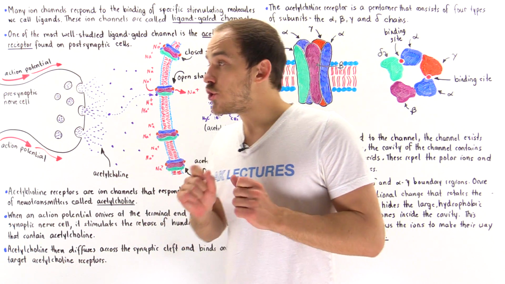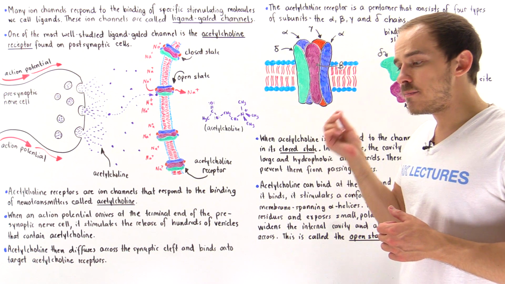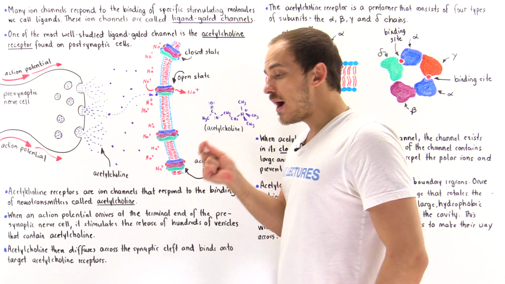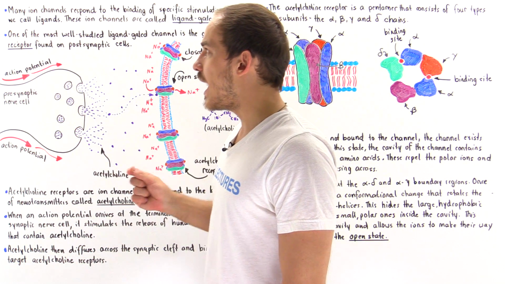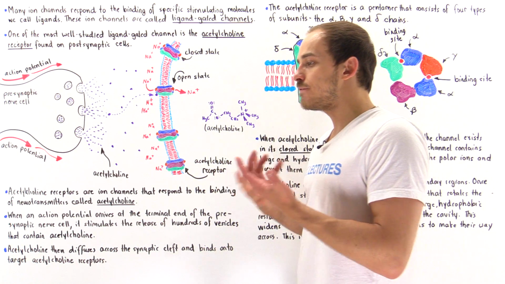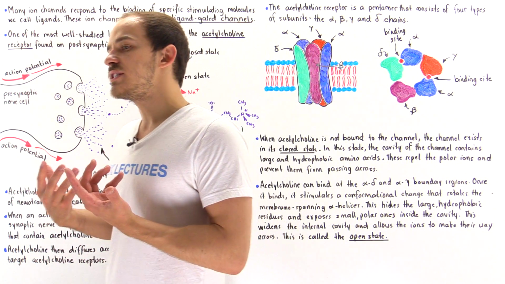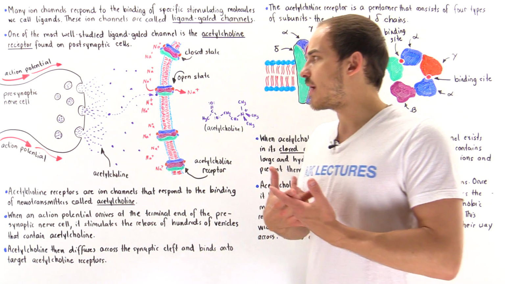Some ion channels, known as the ligand-gated ion channels, respond to the binding of a specific type of stimulating molecule we call a ligand. And when that ligand binds, it creates a conformational change that opens up that channel and allows the movement of the ions down their electrochemical gradient.